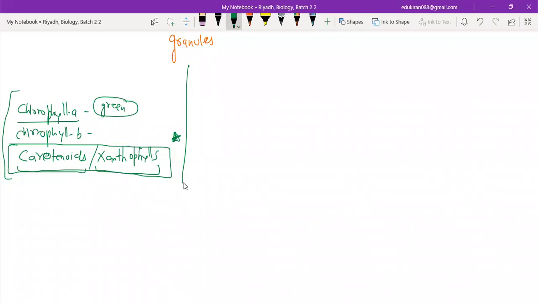So in a chloroplast, basically there are enzymatic reactions that happen which synthesize carbohydrates and starch. Okay, so write down: in photosynthesis, there are two types of reactions majorly happening. Okay, that's important. So in photosynthesis, there are majorly two types of reactions that are happening.